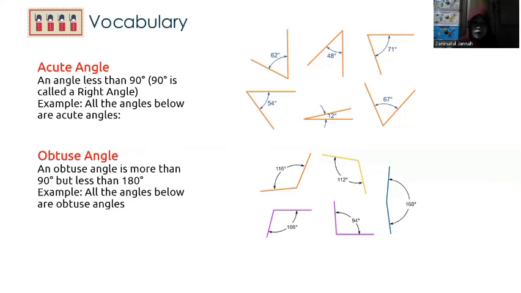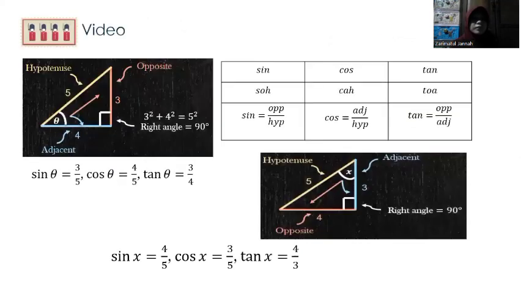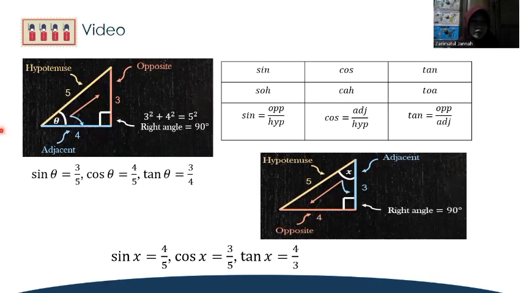Okay, next in the video, trigonometry. Okay, there is a triangle. This is opposite, this is adjacent, and this is the hypotenuse. This is the right angle, so the angle is 90 degrees.